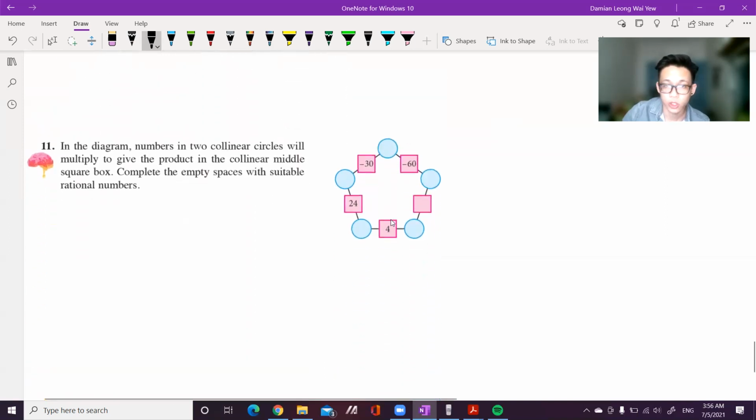Next, look at question 11. So in the given diagram here, numbers in 2 collinear circles will multiply to give the product in the collinear middle square box. Collinear means on the same line. So this 3 on the same line, this 3 on the same line, this 3 on the same line, this 3 on the same line. That's basically how it works. Right? So we want to see how it multiplies to give the product in the middle square box.